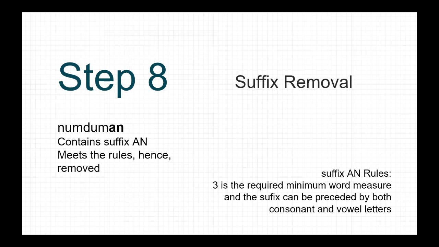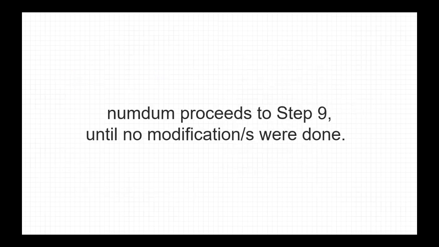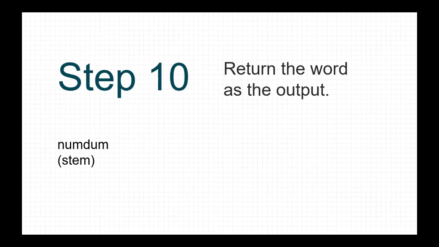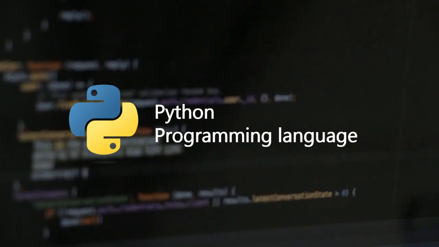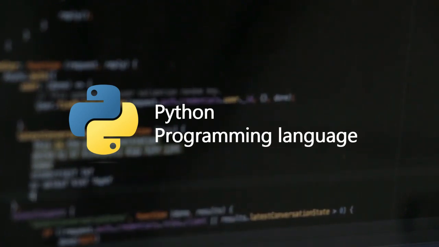Step 8 is about suffix removal. The suffix is removed if the rules of that suffix are met by the word. Step 9. If the word commits no modification, go to step 10. Else, if it commits modification, go to step 8. Step 10. Return the word as the output. This algorithm was implemented through the Python programming language.